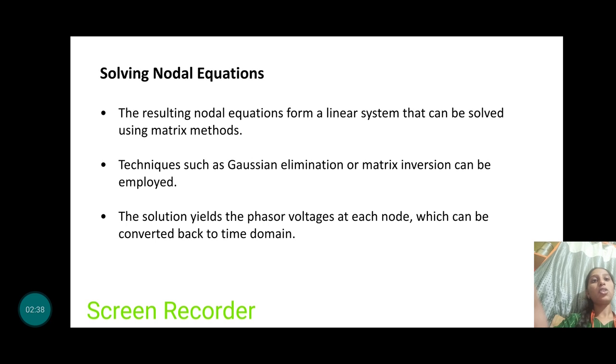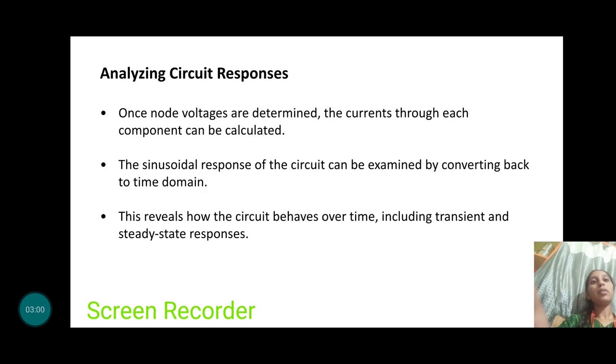Solving nodal equations. The resulting nodal equations form a linear system that can be solved using matrix methods. Techniques such as the Gauss elimination method and matrix inverse can be employed. The solution yields phasor voltages at each node, which can be converted back to the time domain.